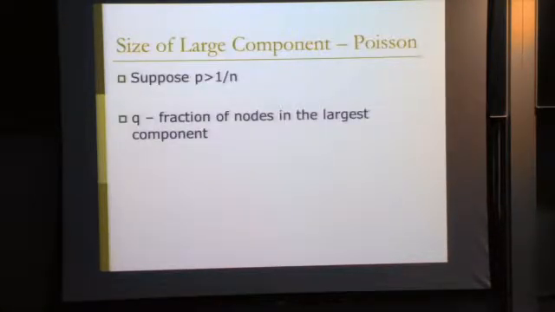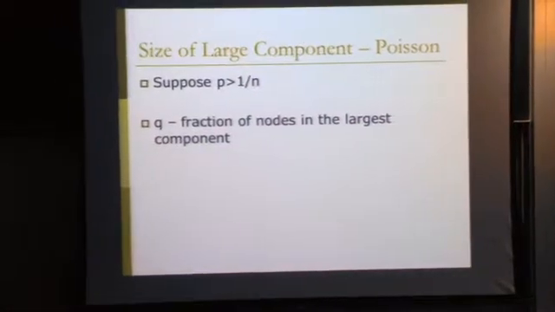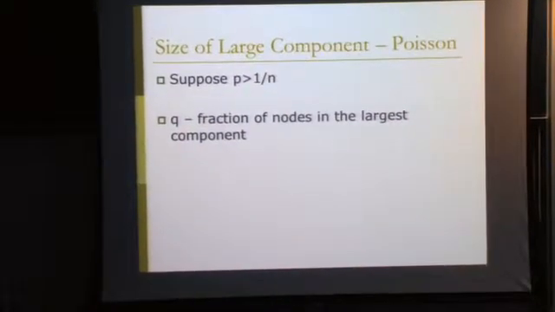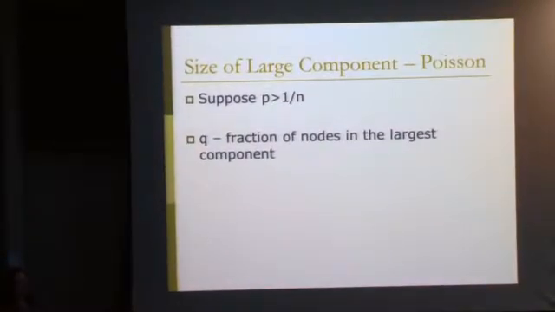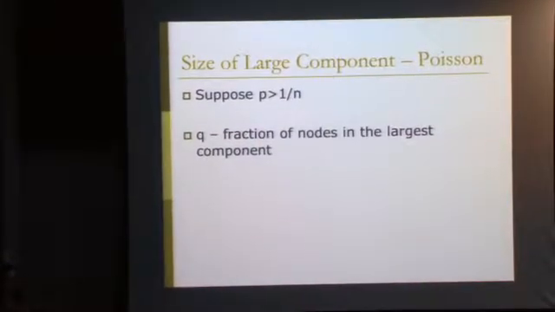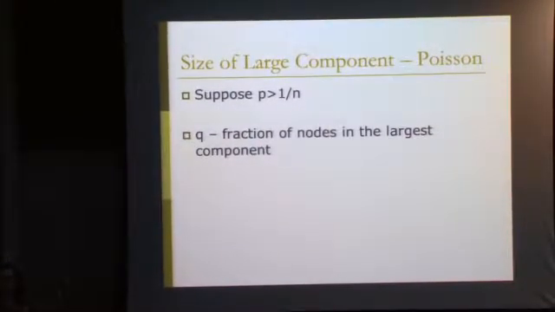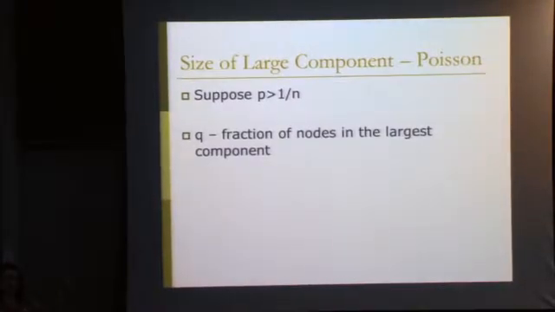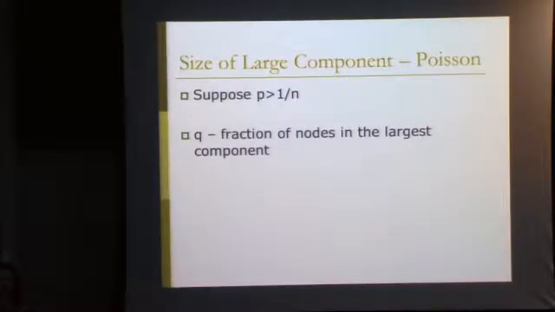All right, so now let's think about the size of the largest component, which is what we are really interested in. Suppose that p is greater than 1 over n. This essentially means that the average degree is greater than 1, because p times n is greater than 1. If the average degree is less than 1, this would suggest that we have a lot of isolated individuals. So intuitively, the large component would not be very large, but we'll get to that.